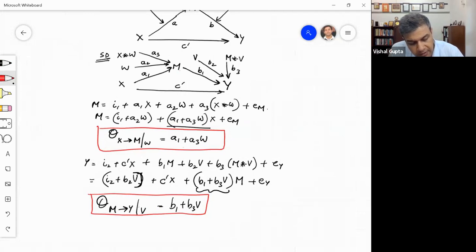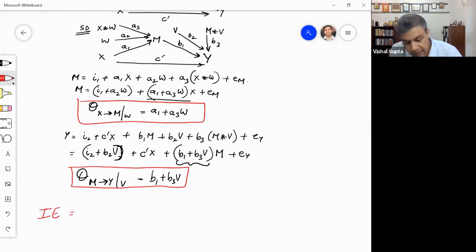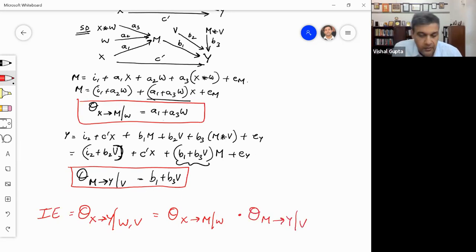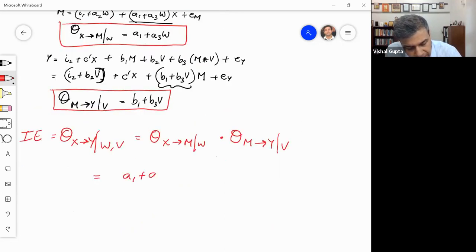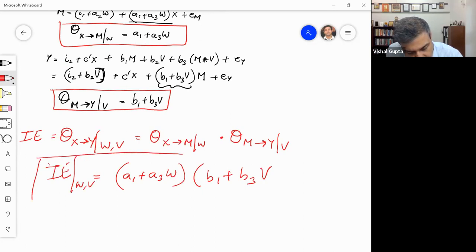So this is the effect of X on M, and the effect of M on Y is this. So what is the total indirect effect? The total indirect effect, theta X to Y conditional on W comma V, can be written as theta X to M conditional on W multiplied with theta M to Y conditional on V. Because we have seen that our indirect effect is always the product of the effect of X to M and then M to Y. So it is going to be a product of A1 plus A3W multiplied with B1 plus B3V. And this is now your indirect effect, which is conditional on two moderators.